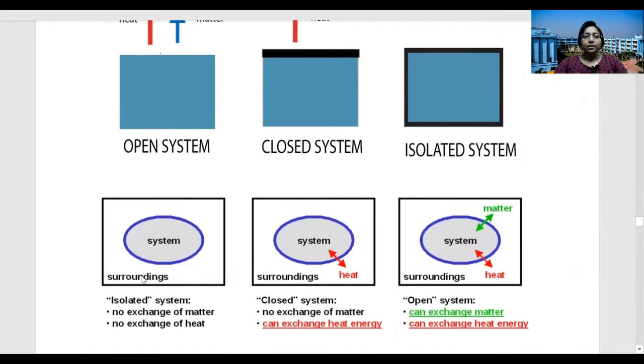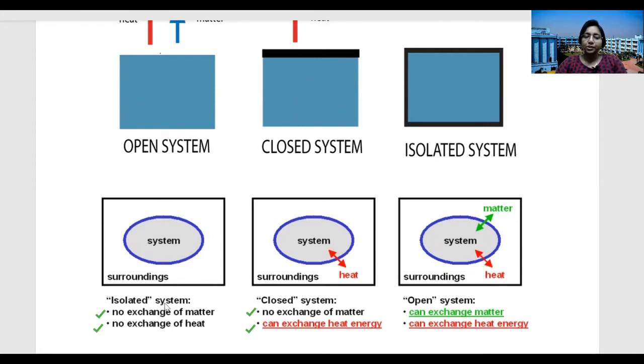Here the same thing is written in a different representation. Here is the system, here is the surrounding. For the isolated system, you will write no exchange of matter and no exchange of heat. Here, the closed system: no exchange of matter, but can exchange heat energy. Here, the open system.